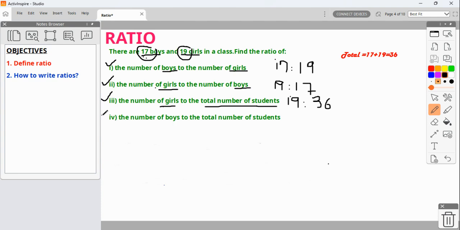Next, the number of boys to the total number of students. Now in this question, the first quantity, that is antecedent, is boys, and the second quantity, it means consequent, is the total number of students. So we know very well there are 17 boys, so I should write the first quantity, antecedent, as 17, then the ratio symbol, 17 ratio, and the total number of students we have calculated here, 36. 17 ratio 36 will be the answer for this.